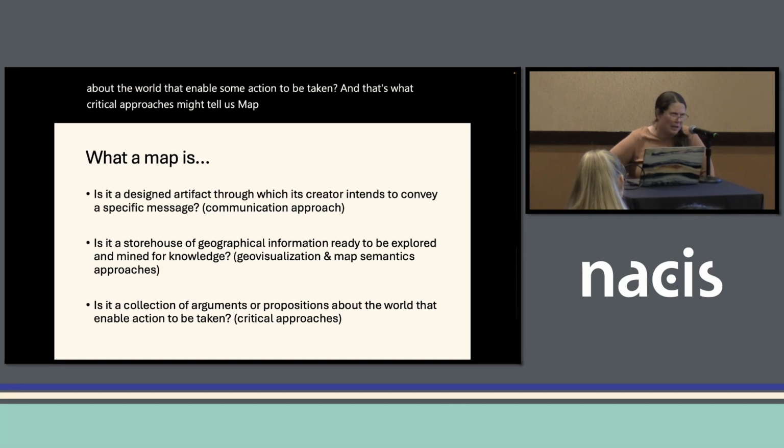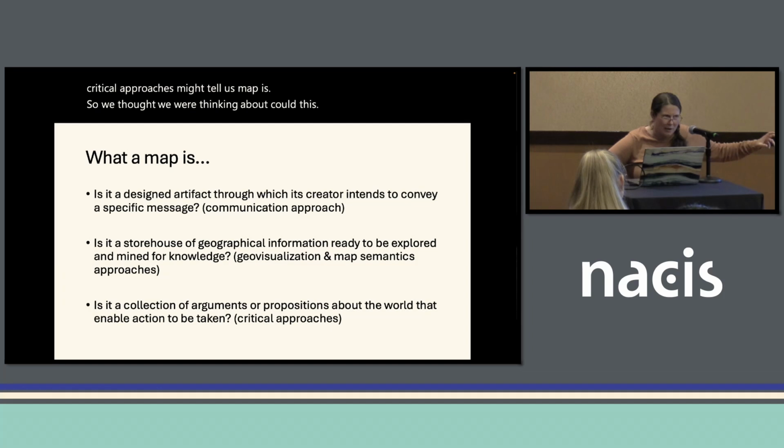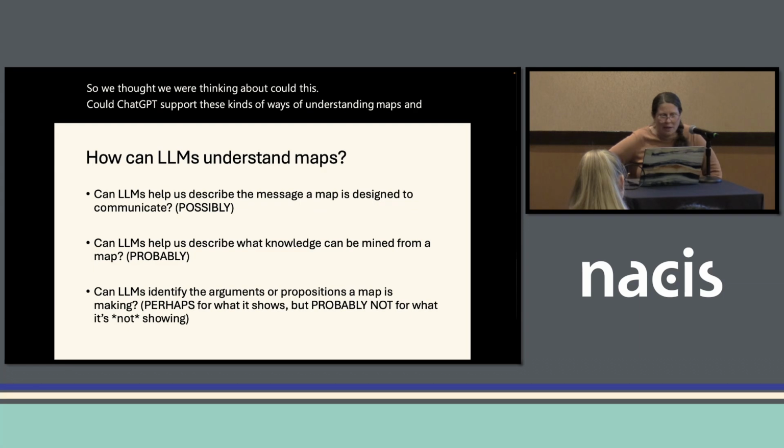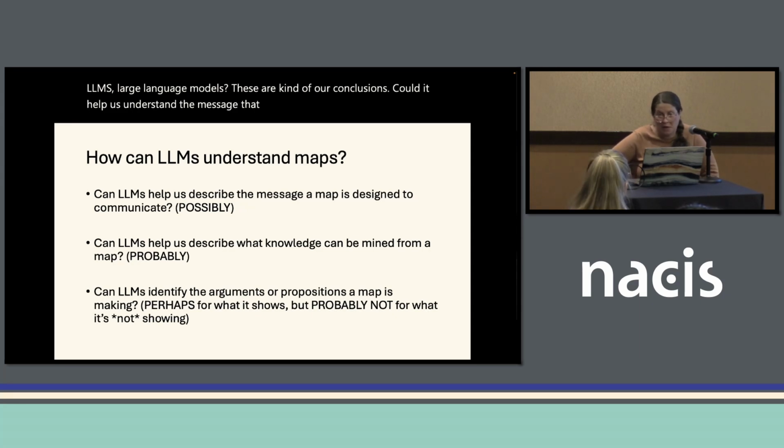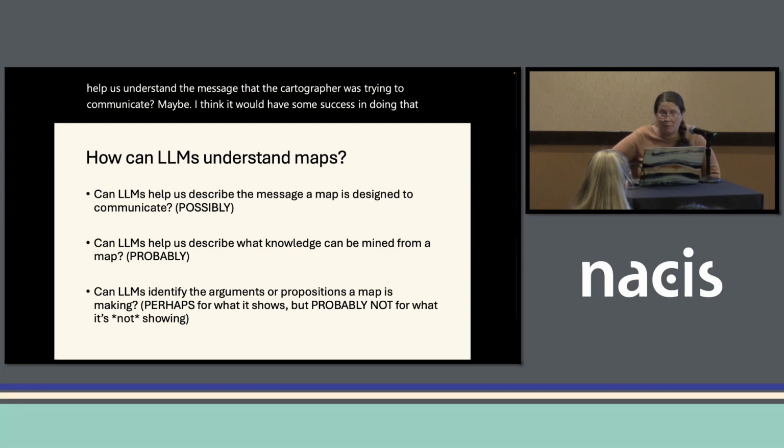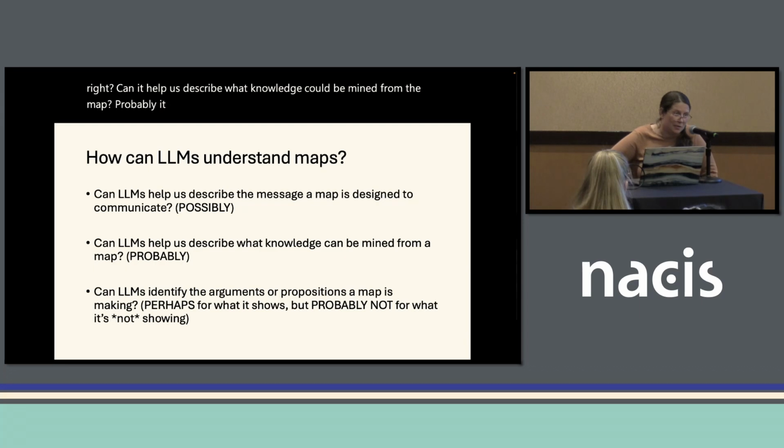So we were thinking about, well, could ChatGPT support these kinds of ways of understanding maps? And so with LLMs, large language models, these are kind of our conclusions. Could it help us understand the message that the cartographer was trying to communicate? Maybe. I think it would have some success in doing that, right? Can it help us describe what knowledge could be mined from the map? Probably. It seems to actually be able to say some sensible things there.